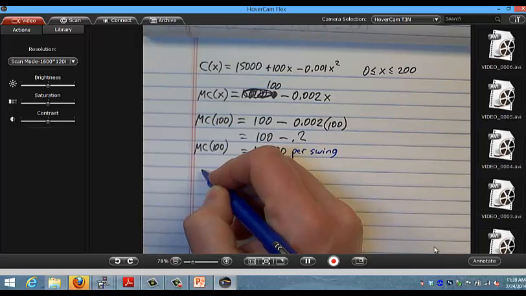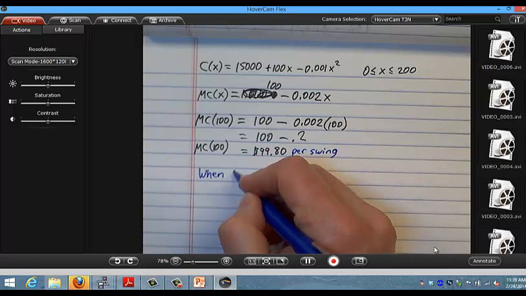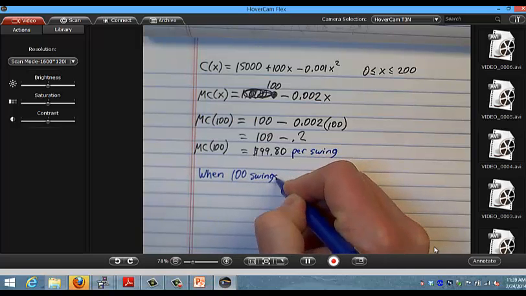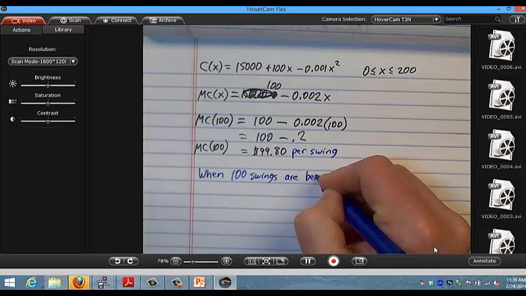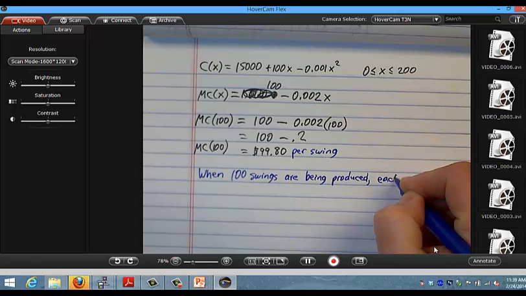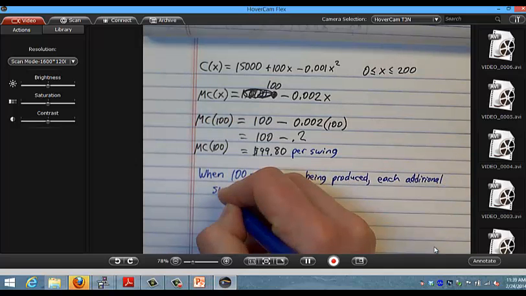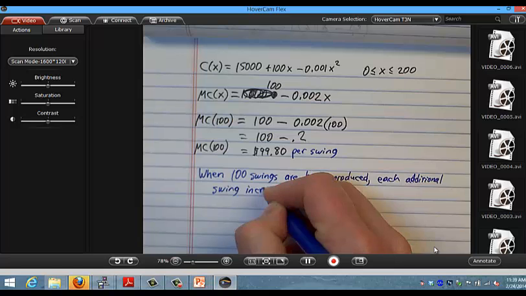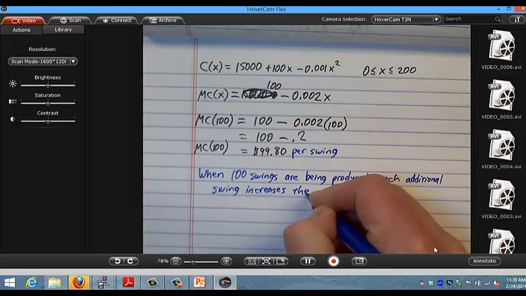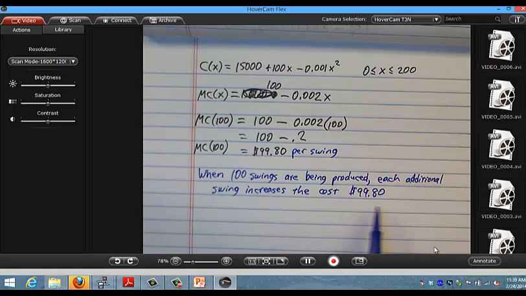So I would say this for my interpretation. When 100 swings are being produced, each additional swing increases the cost, what? $99.80, right? It increases the cost by that much. $99.80.